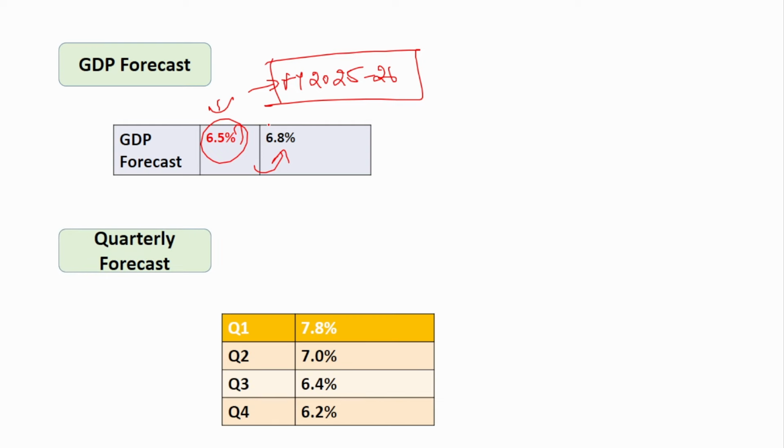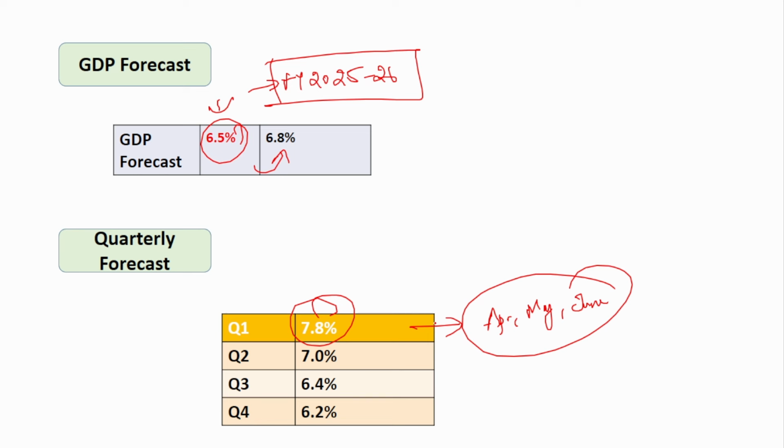Now look at the quarterly forecast. The first quarter is projected at 7.8%. First quarter is what? April, May and June. For these 3 months, India has grown at 7.8%. For the upcoming quarters, quarter 2 is 7%, quarter 3 is 6.4% and quarter 4 is 6.2%. You don't have to remember the quarterly forecast, but you have to remember the financial year forecast. That is very important.